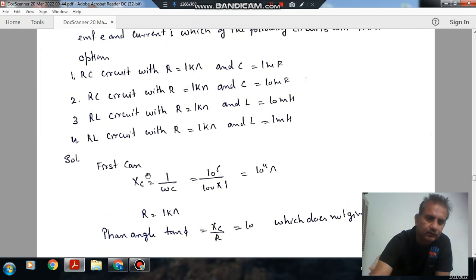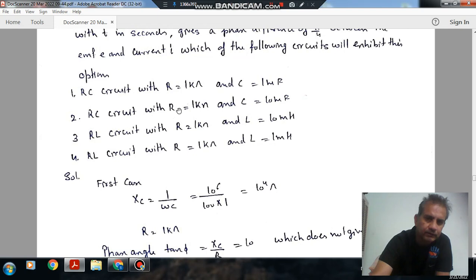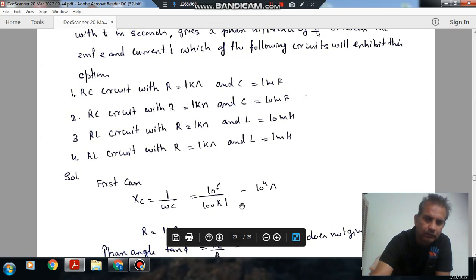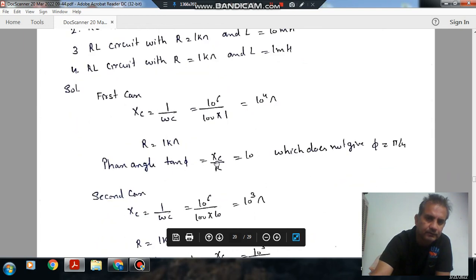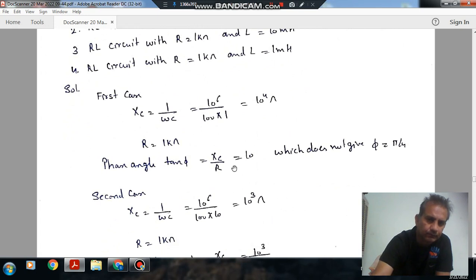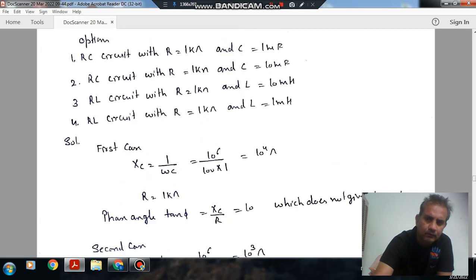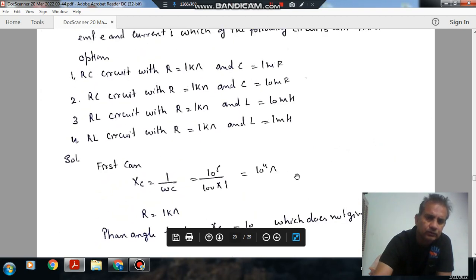So capacitive reactance is given as 1 by omega C. In the first case, C is 1 microfarad, so it is 10 to the power 6 divided by 100, that is 10 to the power 4 ohm. And the resistance is given as 1 kilo ohm. The phase angle is given by tangent of phi equal to XC by R, because there is no XL, so this is the formula. So this is 10, so it does not give pi by 4. This is not 45 degrees, so this is not the answer.